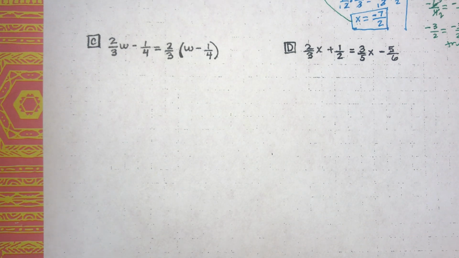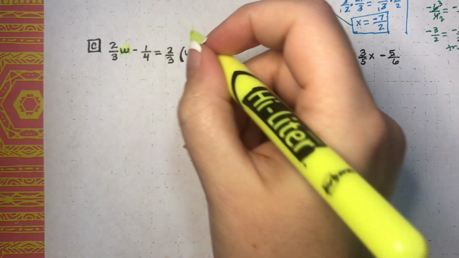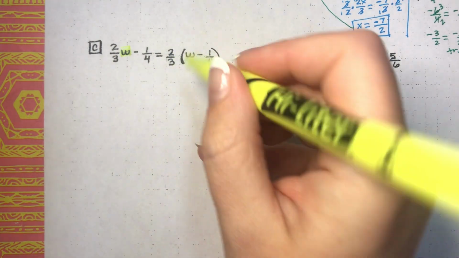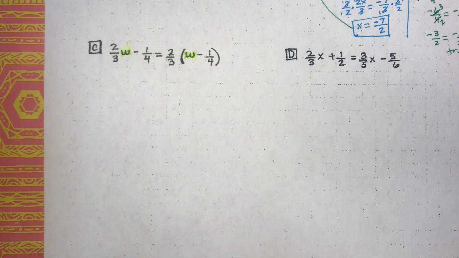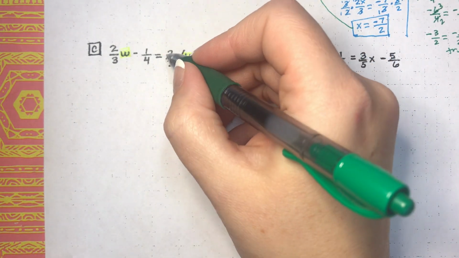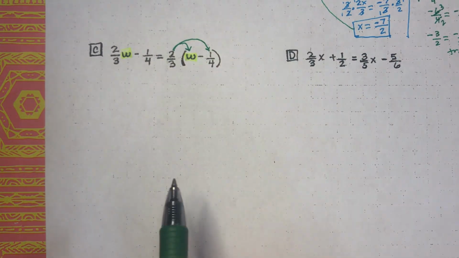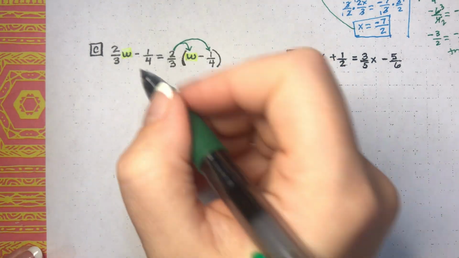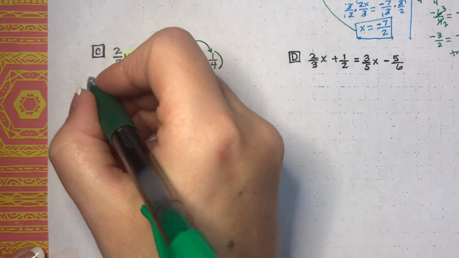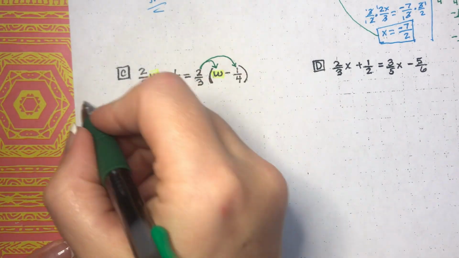All right, we're back. Let's go ahead and solve this problem. We have 2/3 W minus 1/4 equals 2/3 multiplied by the quantity W minus 1/4. Okay, so we have a bit of simplifying we can do over here. We can distribute this 2/3, and it's a positive 2/3 because there's nothing in front of it, to the W and also to the negative 1/4. So I'm just going to rewrite this on this side. And I think I'm going to write it over here so I have enough room to do my check.